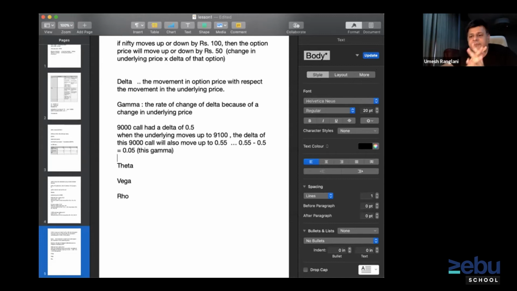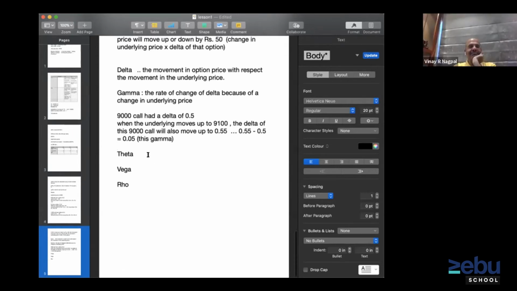So we will then do these gamma scalping strategies, which will give you an idea of why this gamma is so important and why there is hidden risk in gamma. So we will figure that out.